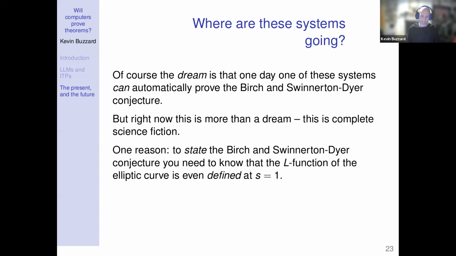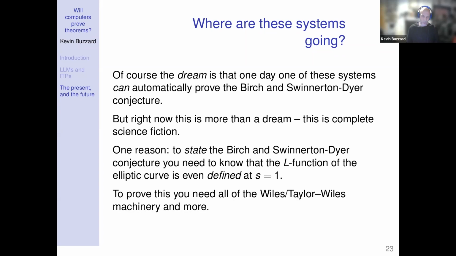So extending that L function from real part of s is 1.5 to real part of s is 1, you need all of the machinery that Wiles and Taylor developed in the 1990s to prove Fermat's Last Theorem. And of course, no system has this right now. No large language model understands that proof, and no interactive theorem prover understands that proof.